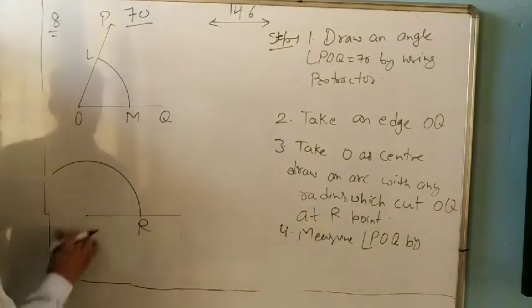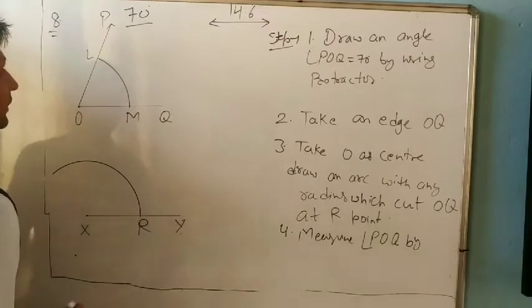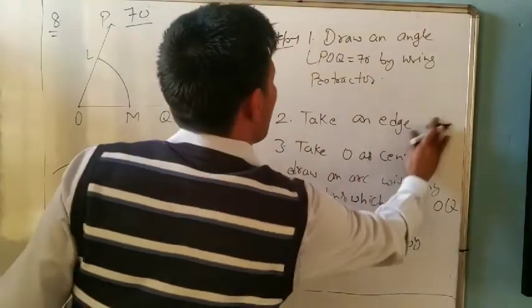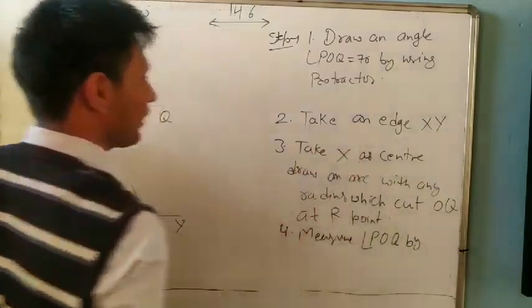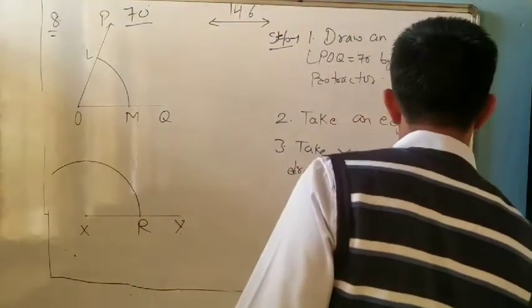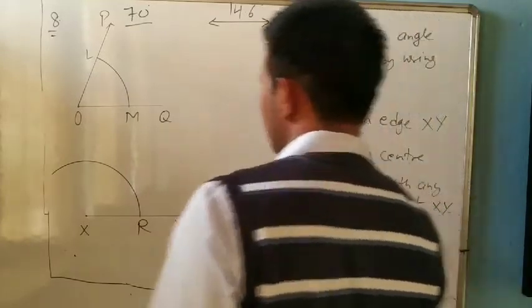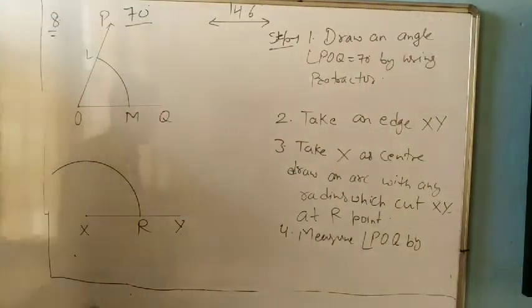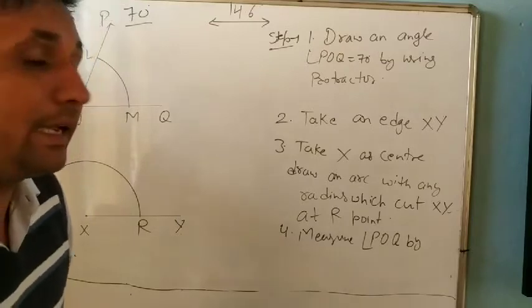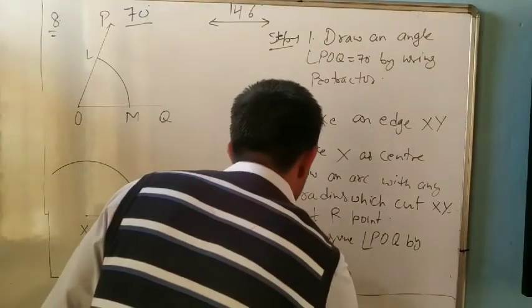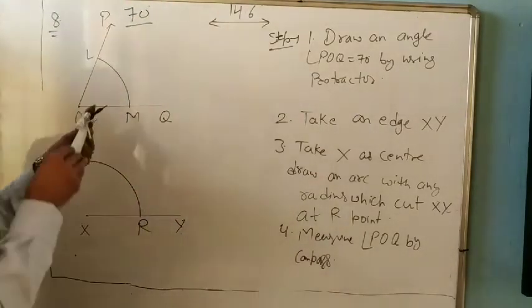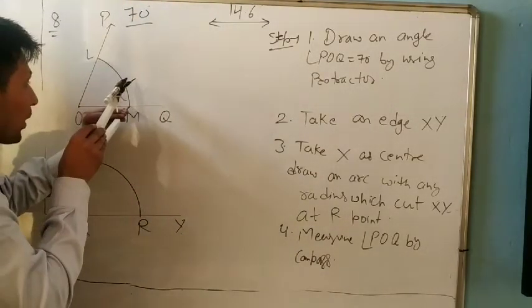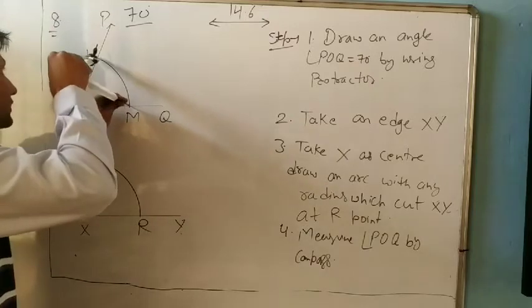So you can take a line XY. Take X as center, and cut XY at R. Now measure POQ by compass. We measure it by compass. How will you measure it? From M to L, how much is it measured?